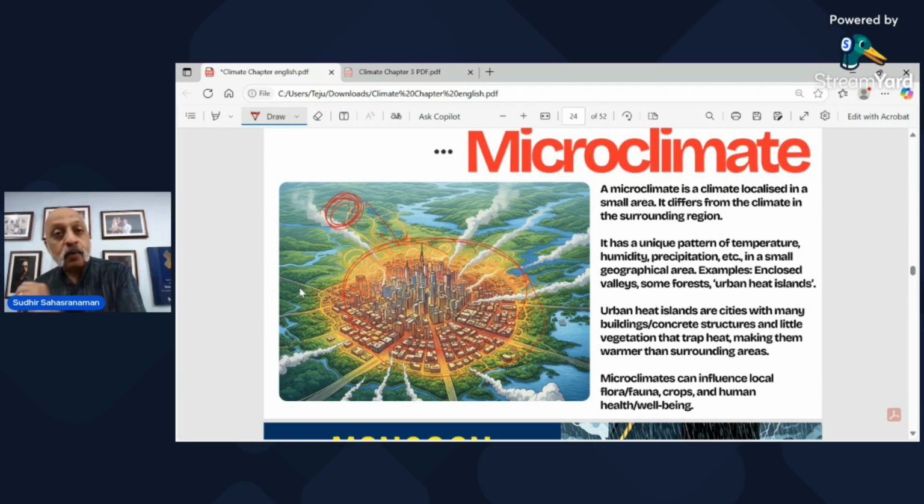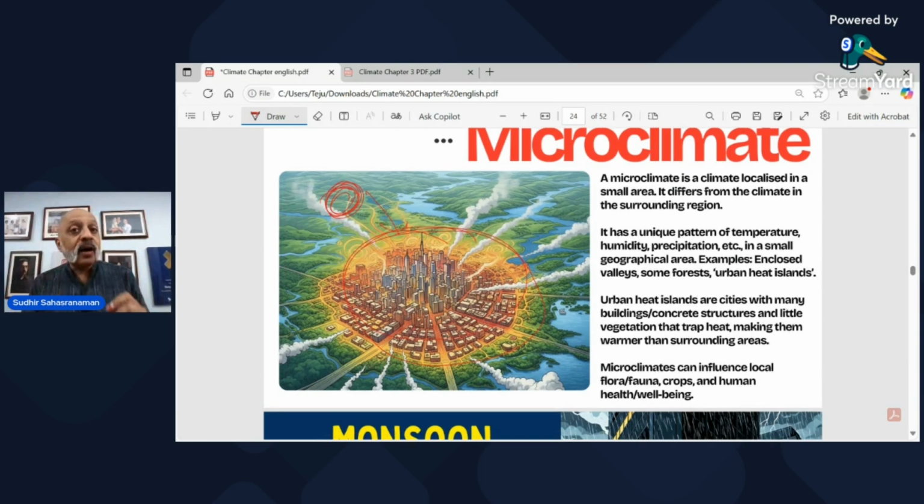When we speak about microclimate, we are talking about temperature, humidity, and precipitation, that's the amount of rainfall you will get in a smaller geographical area. We can talk about enclosed valleys, this forest area, and urban heat islands. The microclimate of this city will be at a much higher temperature compared to the microclimate of the area around it. So what are urban heat islands? This is another question that you could possibly get.